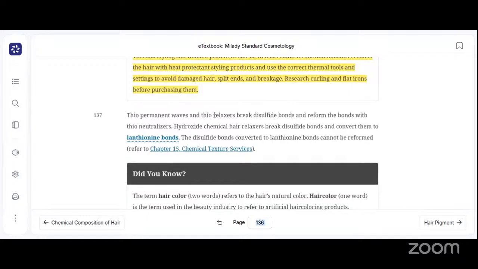Okay, it says thio permanent waves and thio relaxers. We're talking about permanent waves. Okay, and Jheri curls. They reform the bonds with neutralizers. All right, hydroxide chemical hair relaxers break the sulfide bonds and convert them to lanthionine bonds. Okay, lanthionine bonds. All right, and these bonds cannot be reformed, which means in order to get rid of them, you have to cut them off. All right, so this is where some people do the big chop to start all over.